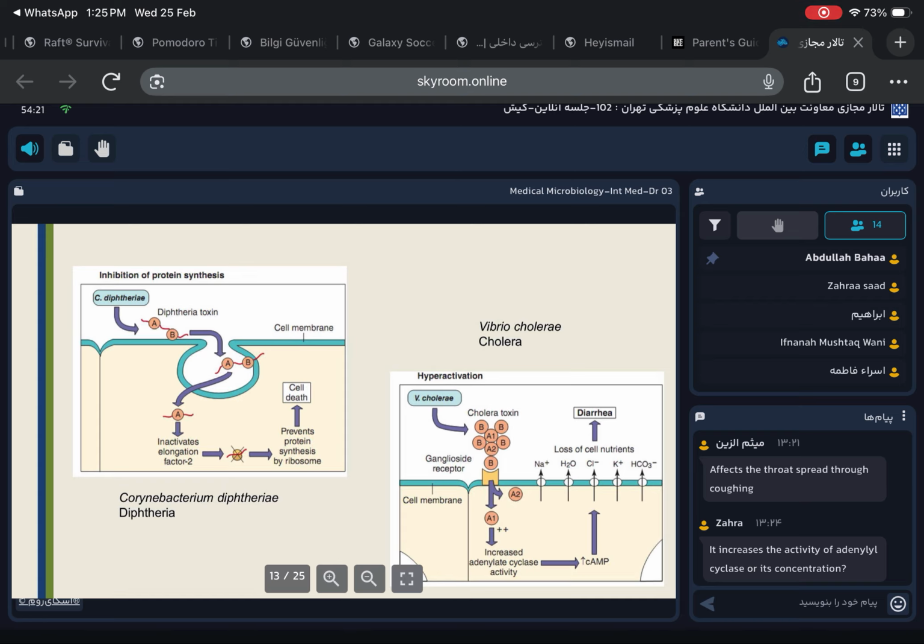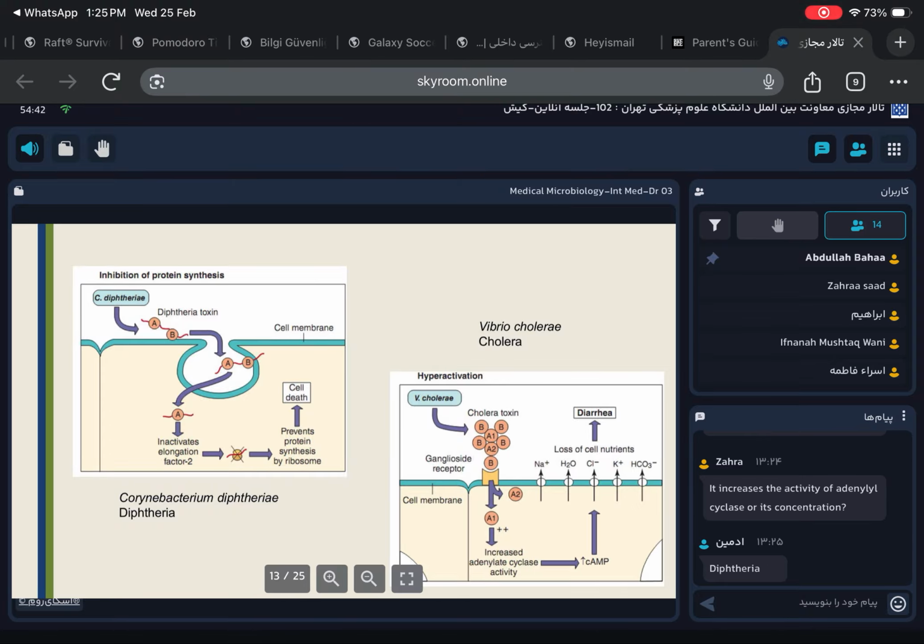Let me type it for you. It increases the activity of adenylate cyclase or its concentration. You see, this image is from Murray's book. It says increased adenylate cyclase activity. So all the images that you can see in my slides are from your reference book, which is Murray's Microbiology. So anyway, let's get back to Corynebacterium diphtheriae.